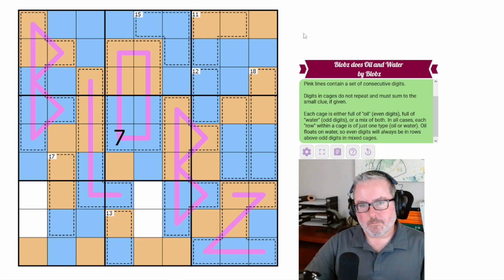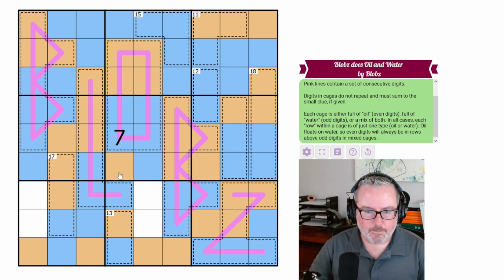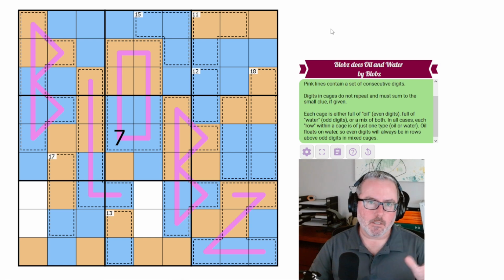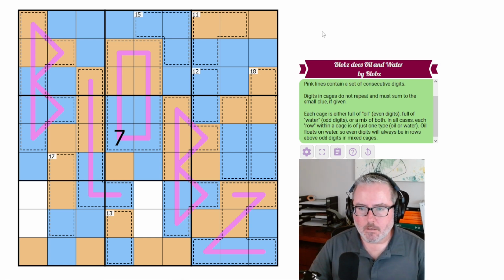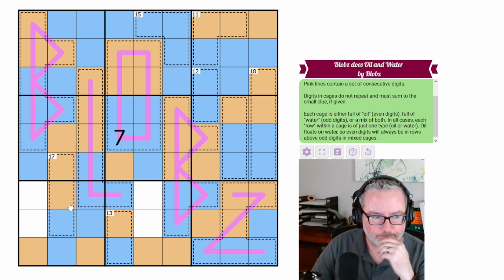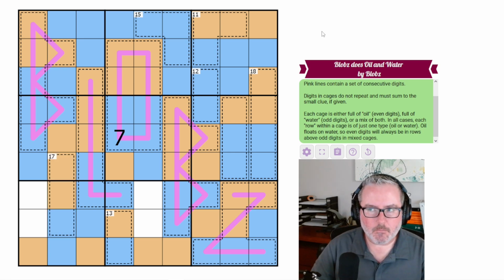Okay. So now that we have this all kind of worked out in terms of odds and evens, let's see if we can dig a little deeper and see if we can start putting some actual digits into this puzzle. Let's see. Where's a good place to look? Is the question. How about this 17 clue? What are our options? I guess there are multiple options that this could be.